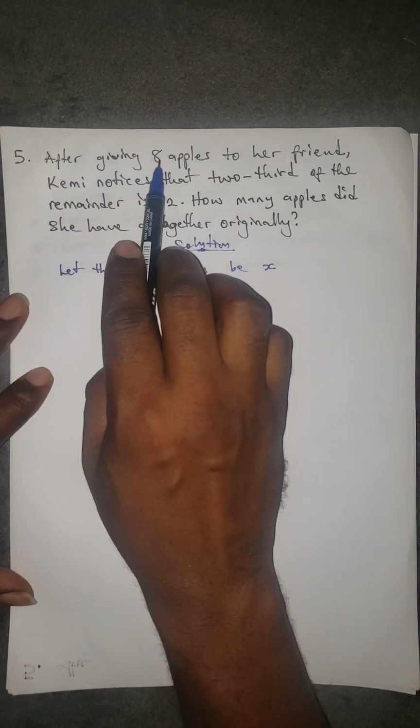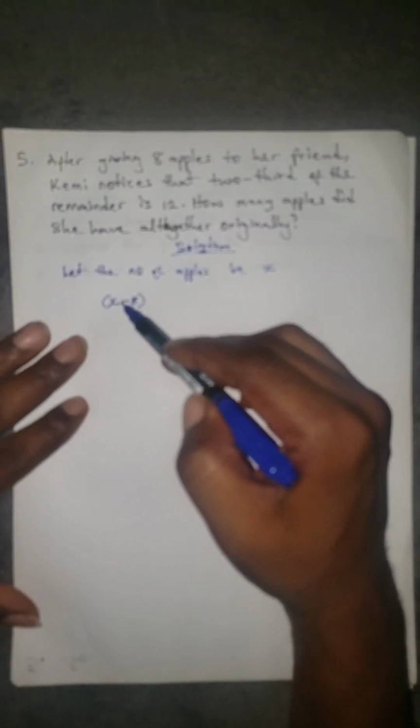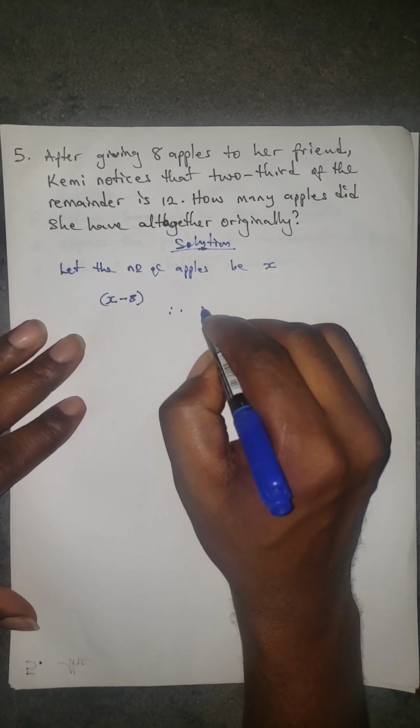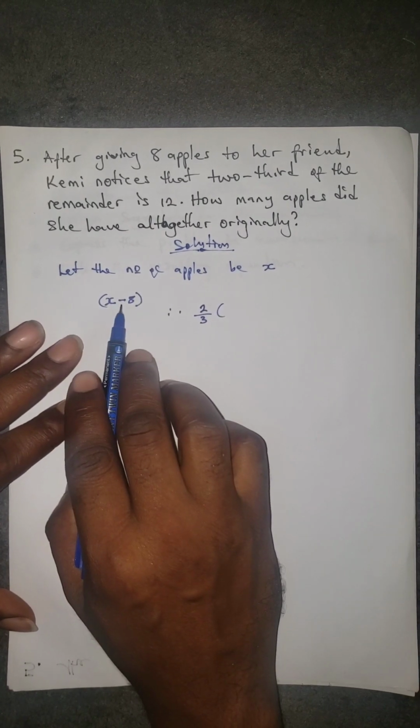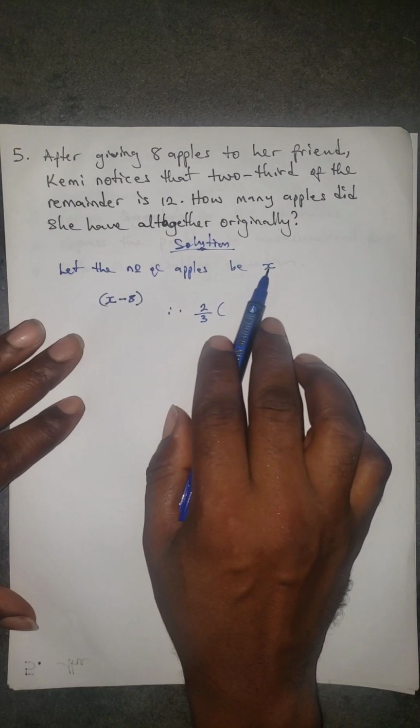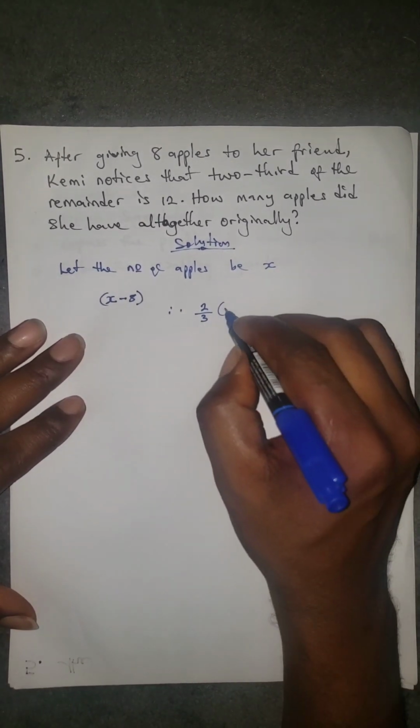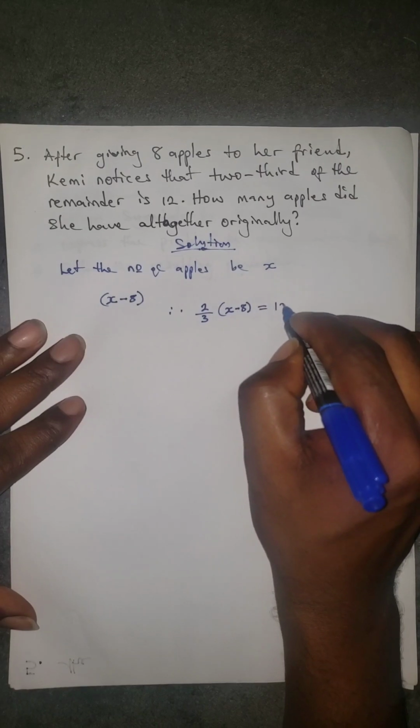So after giving 8 apples to her friend, she noticed that two-thirds of the remainder is 12. So she gave her friend 8, so x minus 8 is what's going to be remaining. And two-thirds of this, x minus 8, the result is 12. So what that means is that 2 over 3 of the remainder, that's what is going to remain after giving her 8, because we have to minus 8 from the total number of apples. So two-thirds of the remainder, which is x minus 8, equals 12.